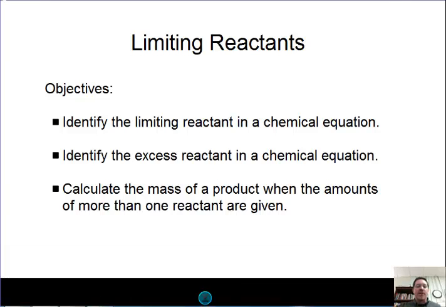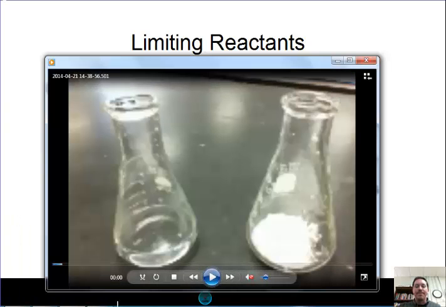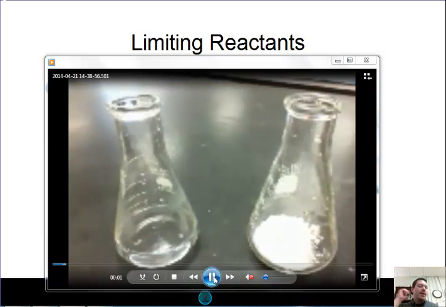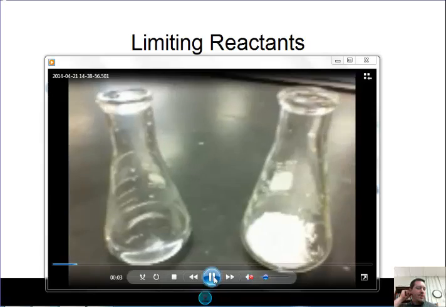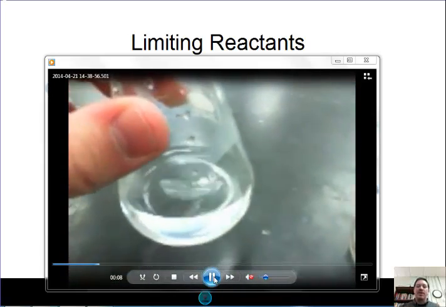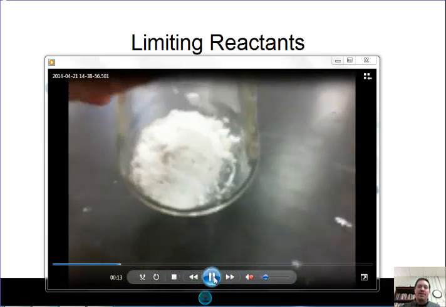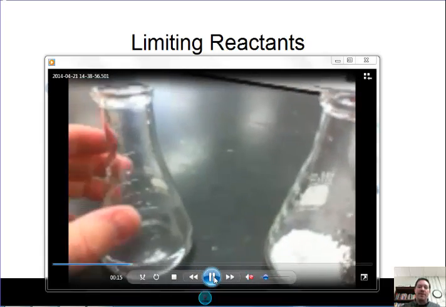So I'd like to start that off by sharing a short little demonstration video here. What I have is this clear solution on the left, which is vinegar. So I've got 30 grams of vinegar in the Erlenmeyer flask. On the right I've got 10 grams of baking soda. And what I'm going to do is mix these two chemicals together. So I've got the solution of vinegar and baking soda and 10 grams of that.